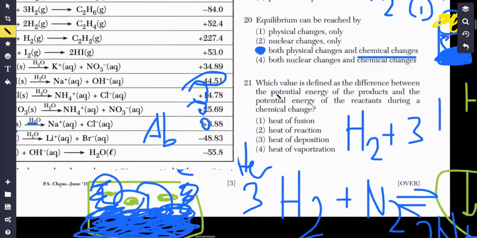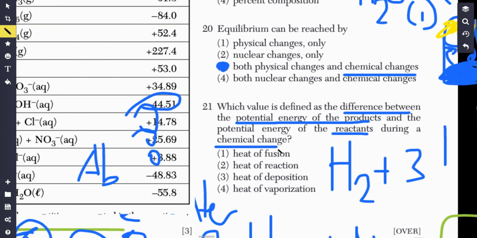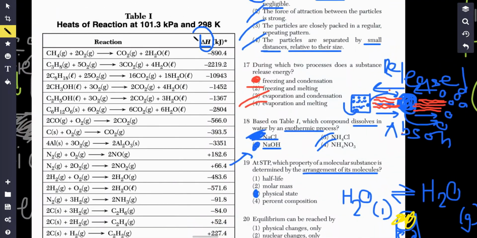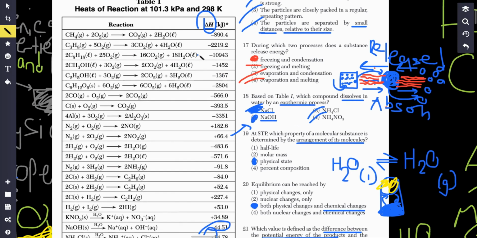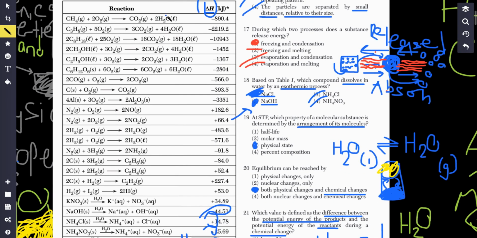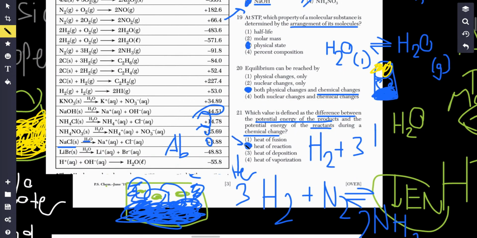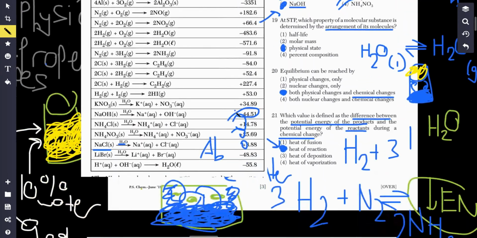I like this one. Which value is defined as the difference between the potential energy of the products and the potential energy of the reactants during a chemical change? That's just going to be the heat of your reaction, which is the same thing as the change in enthalpy. When reactions happen, the potential energy of the products is sometimes different than the energy of the reactants, and that's your heat of reaction. It's just that change in potential energy. Sometimes it releases heat, and sometimes it absorbs, and it's endothermic.